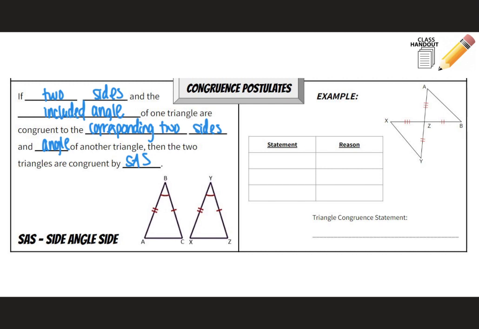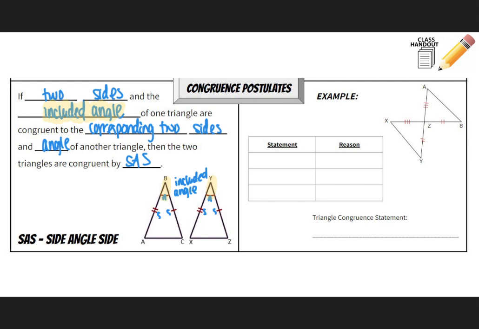As we can see in this picture, I'm going to label what's marked. That's a side. This is an angle. This is a side. Same thing here: side, angle, side. For this particular postulate, the included angle must be the angle between the 2 sides. So this angle right here is called the included angle. It can't just be any angle on the triangle. It has to be the angle in between the 2 sides.